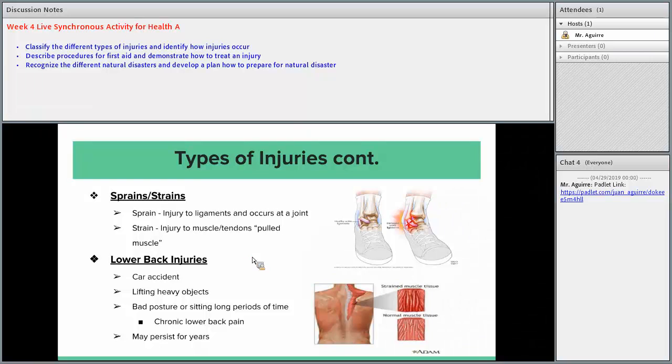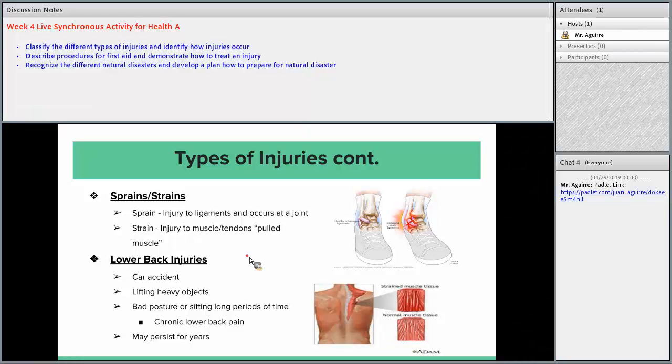You get strains in your back tissue from car accidents, lifting heavy objects, continually lifting heavy objects, bad posture, and sitting for long periods of time in the same position. You got to get up. That's why you go period to period. You don't sit long. You also can develop chronic lower back pain, and this may persist for years. You might be young, but over time it does occur. Make sure you take care of that.